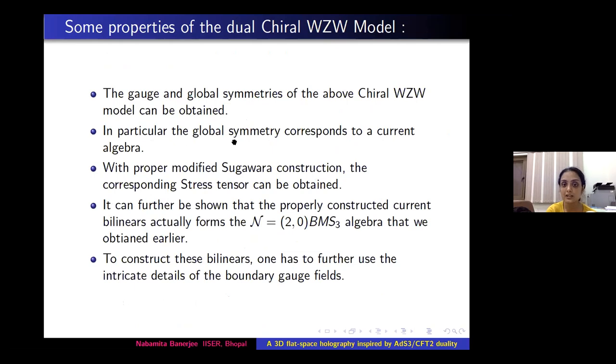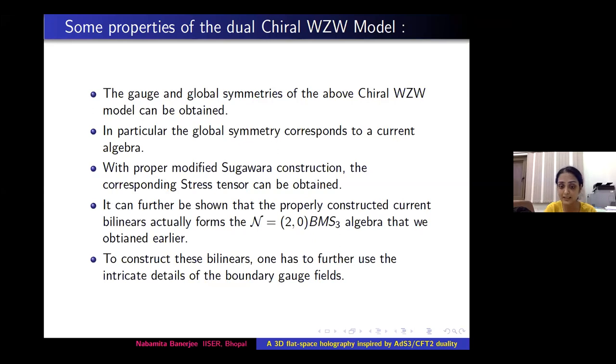In particular, you can show that the global symmetry will correspond to a current algebra, which is ISO(2,1), as I just said. And then you can do a proper Sugawara construction with some details taken into account. And you can construct the stress tensors and other fields. And then from those charges, if you construct the algebra of those charges, you will see the same N=(2,0) BMS3 coming up.